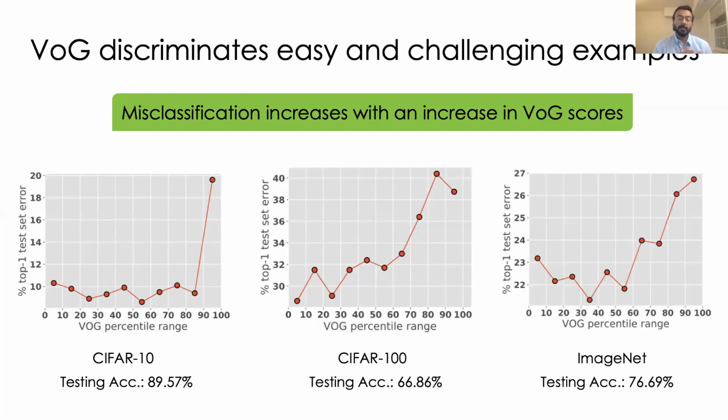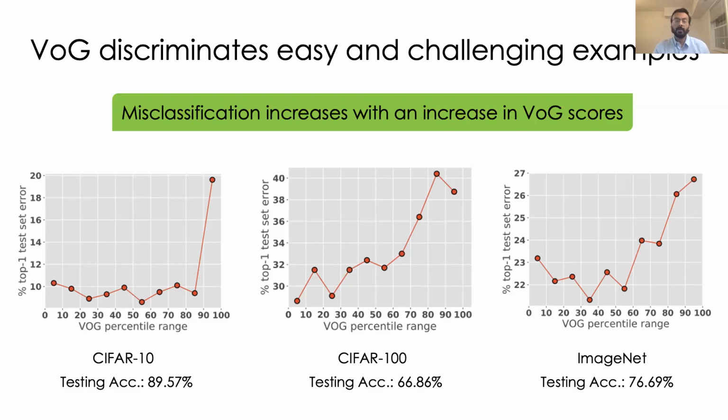Interestingly, we found similar patterns across two more datasets, CIFAR100 and ImageNet. Here, if we look carefully, the testing accuracies of the CIFAR100 and ImageNet datasets were much lower, which means they were more overfitted. As compared to CIFAR10, that is why we see a much more linear pattern between the VOG scores and the misclassification error rate, where we see a consistent trend that as the VOG scores increase, the misclassification error increases. So these are all good because we can easily use VOG to understand the testing datasets.